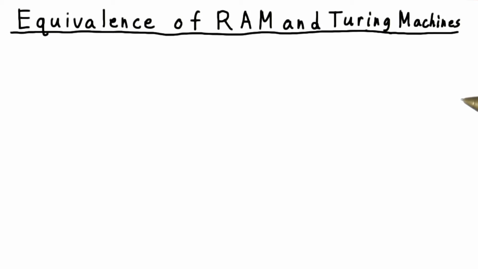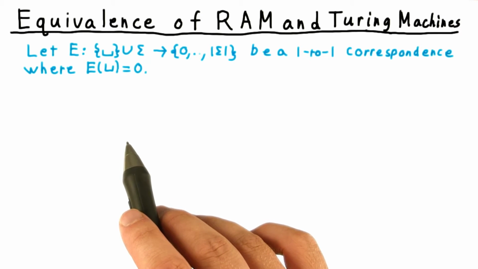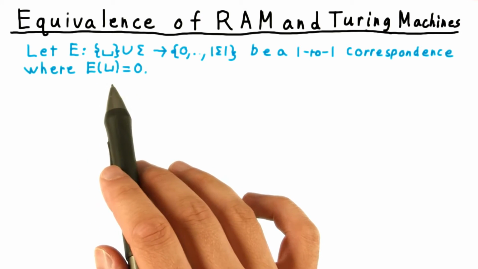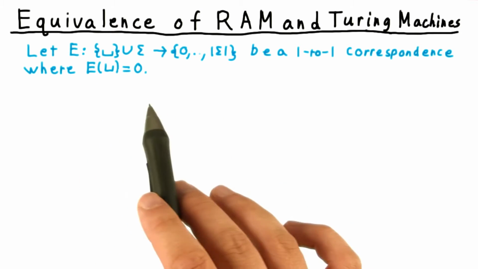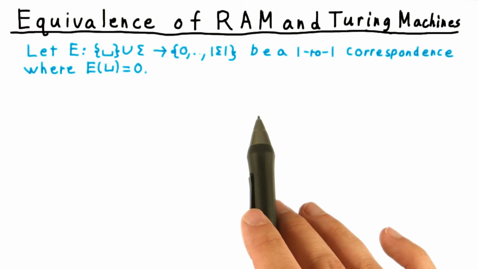Now we are ready to argue for the equivalence of our random access model and the traditional Turing machine. To translate between the symbol representation of the Turing machine and the numbers of RAM, we'll use a one-to-one correspondence, E. Note that E of the blank symbol is 0. That way the uninitialized parts of the tape correspond to uninitialized parts of RAM.